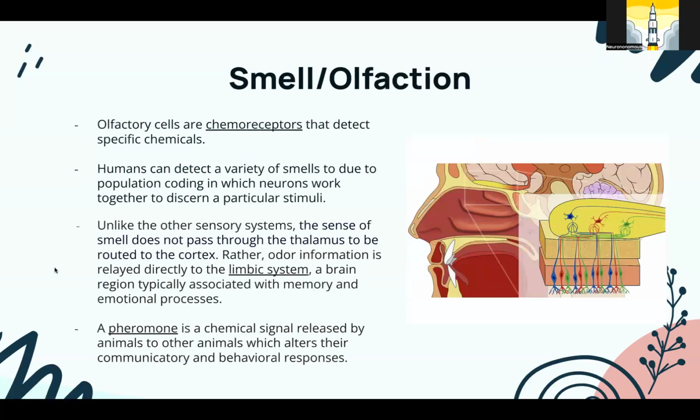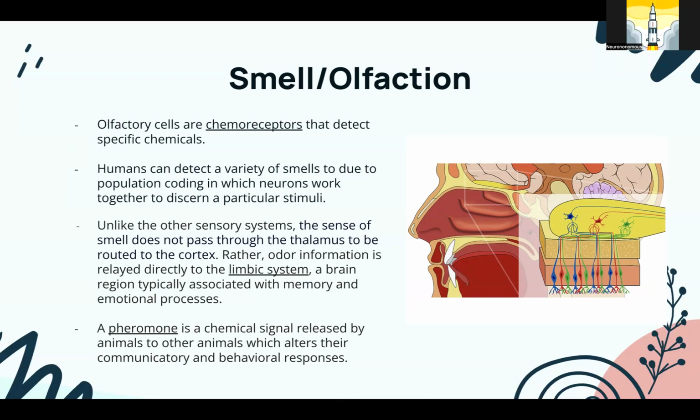So now let's take a look at smell, or olfaction. Again, you have to be familiar with these terms. Olfactory cells are also chemoreceptors. And so humans detect smells due to population coding, in which neurons work together to discern a particular stimulus. And that's the same for taste as well. If you eat a food, there's a lot of combinations of sourness, sweetness, bitterness. And so neurons fire together in order to tell your brain, okay, this is the food that you're eating.